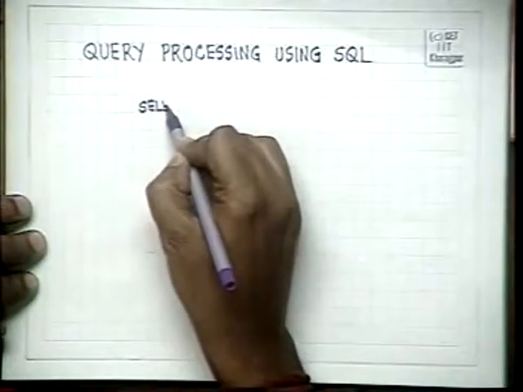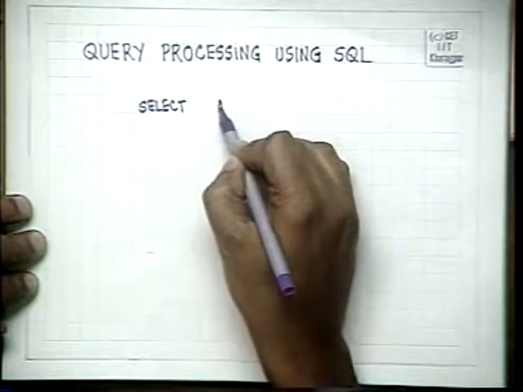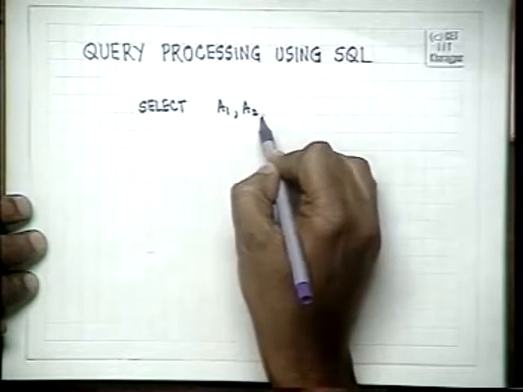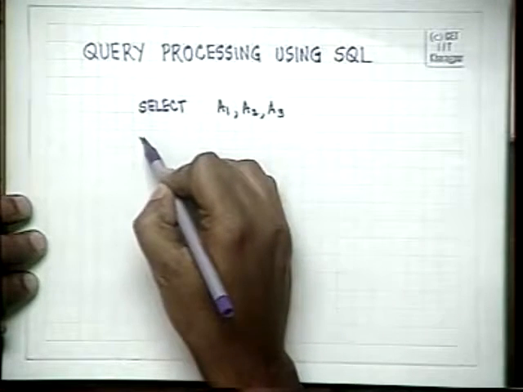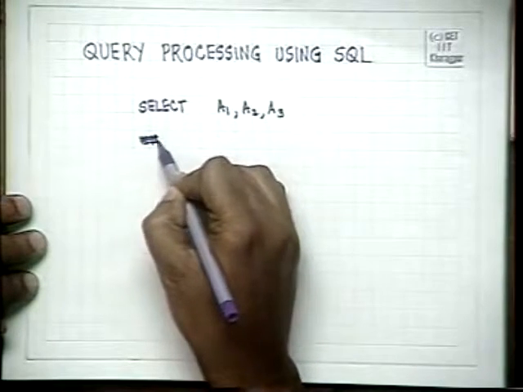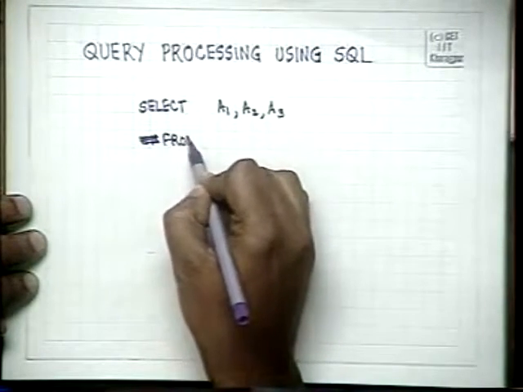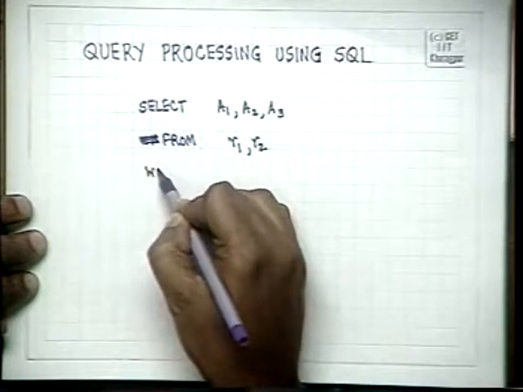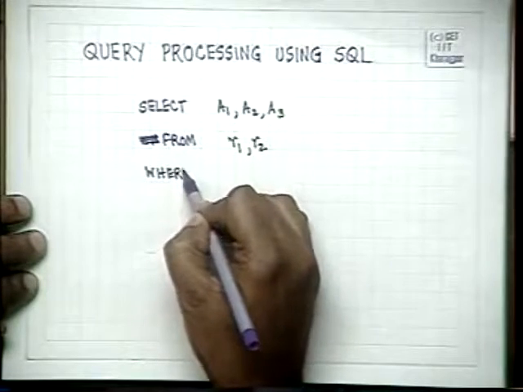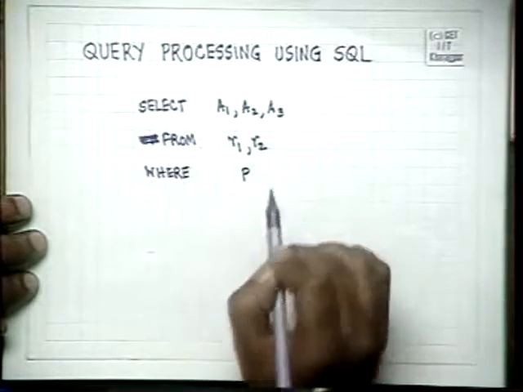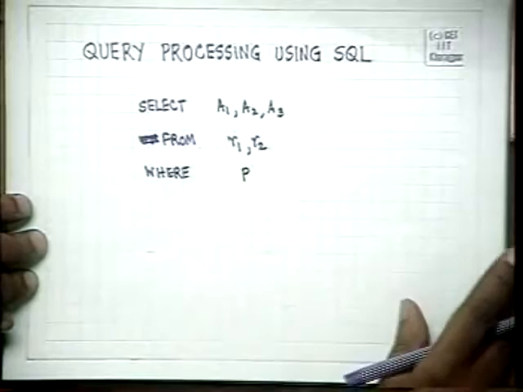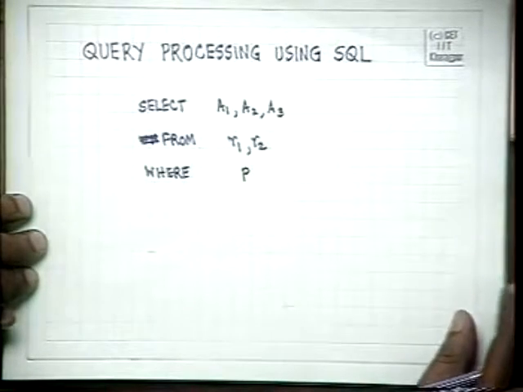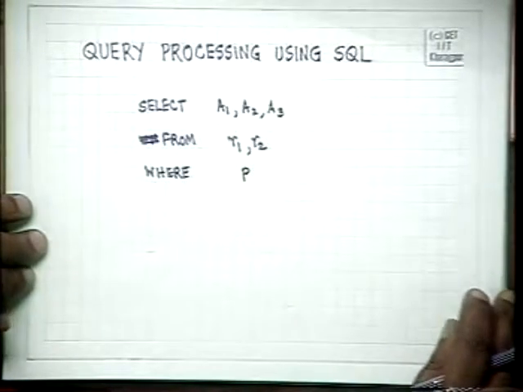select A1, A2, A3, from R1, R2, where a predicate P must be satisfied. This is the format, and we will quickly revise the types of queries that we did till now before going into the other features of SQL.